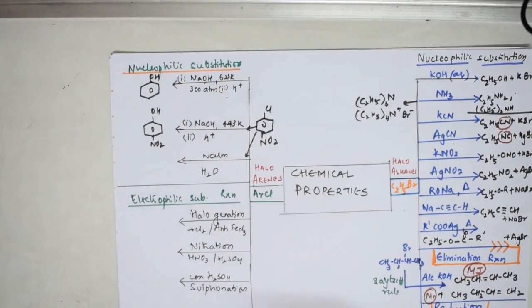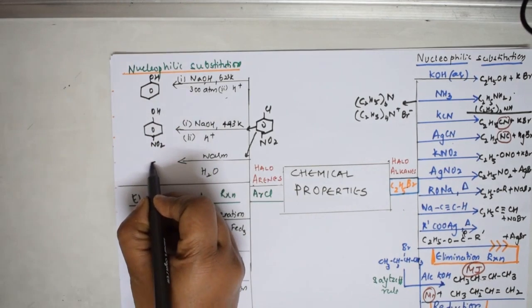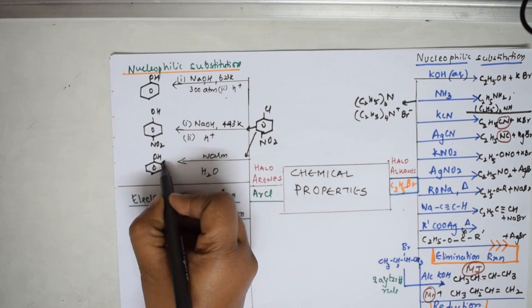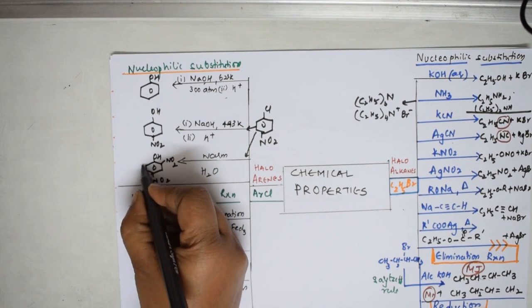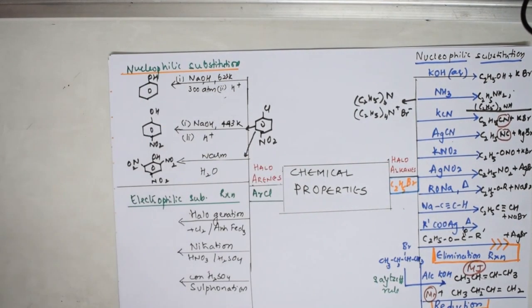Because this is increasing the electron reactivity. Now when you just warm it, only warming, the nitro group will add to all the ortho, para and ortho positions. All the three positions it occupies.